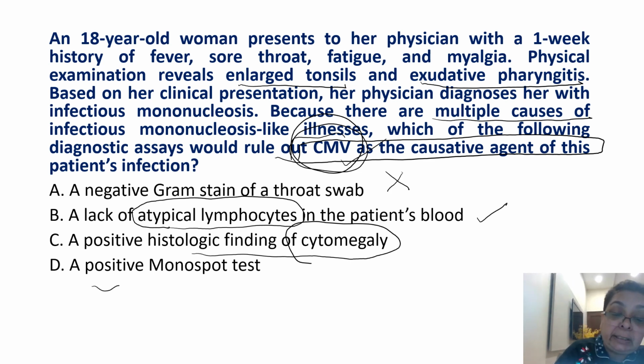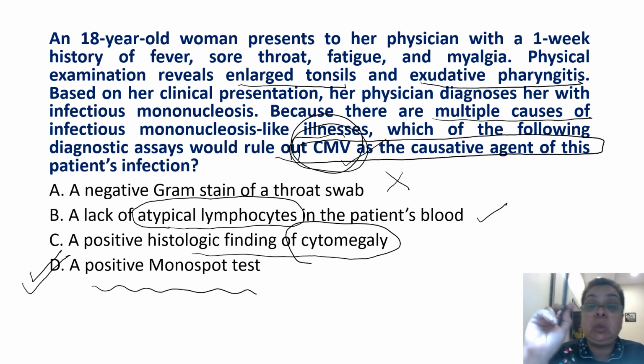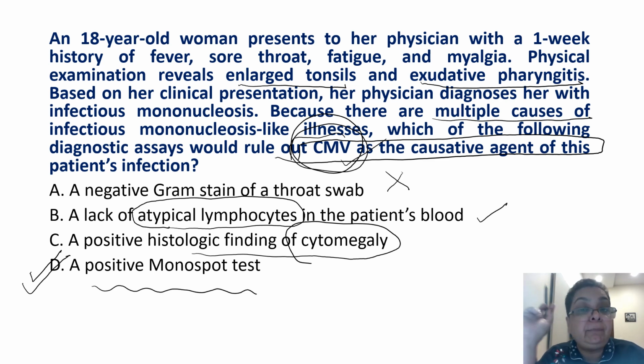But option D says it's a positive monospot test. That's a heterophile antibody test. And heterophile antibodies are only formed in infectious mononucleosis due to EBV, right? So this is our answer. This is ruling out CMV because CMV causes heterophile negative infectious mononucleosis.